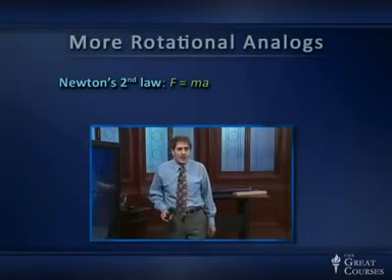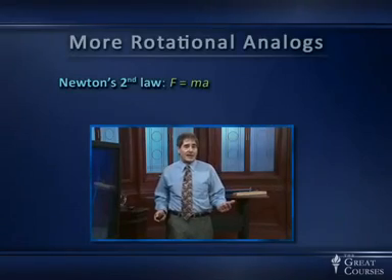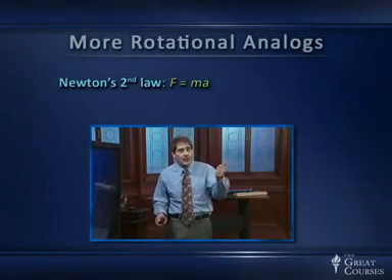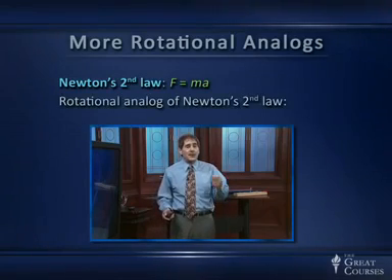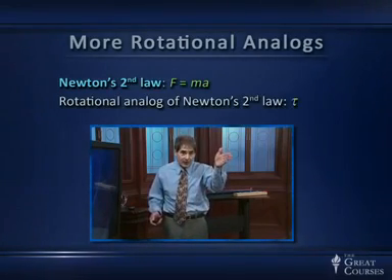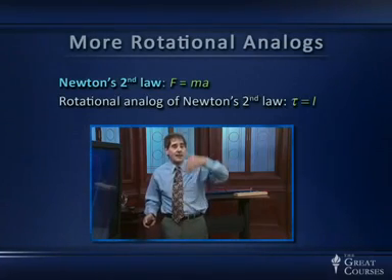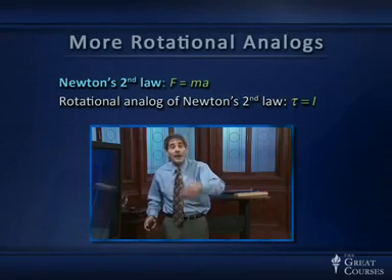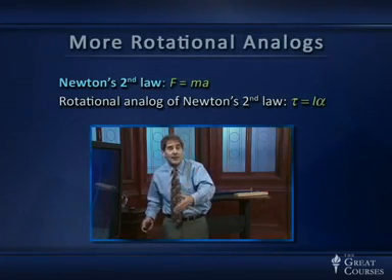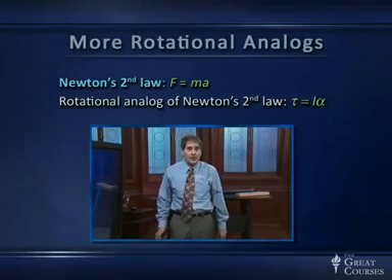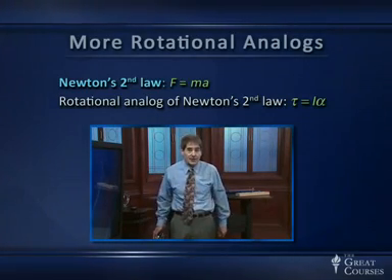So, some other rotational analogs. Well, we had Newton's second law, F equals ma. Well, we've now got the analogs for force, for mass, and acceleration. So the rotational analog of Newton's second law is going to read torque, the analog of force, equals I, rotational inertia, the analog of mass, regular inertia, if you will, times alpha, angular acceleration, the analog of regular acceleration. So there's one rotational analog, the analog of Newton's second law.